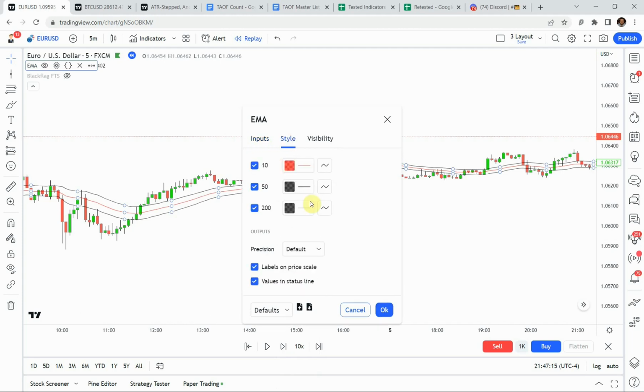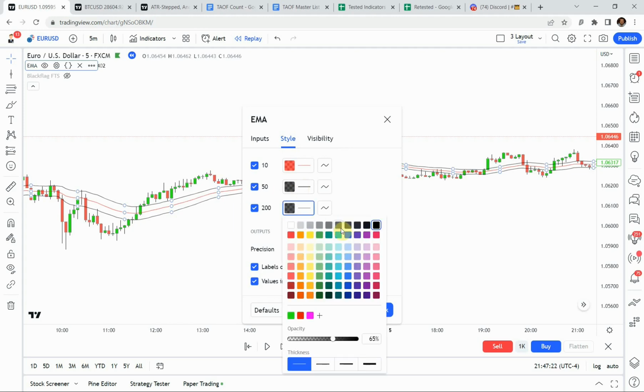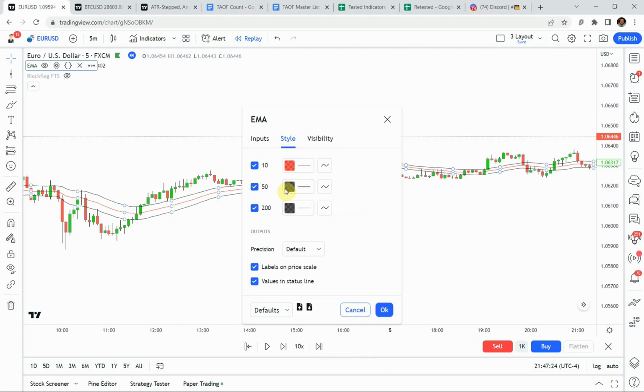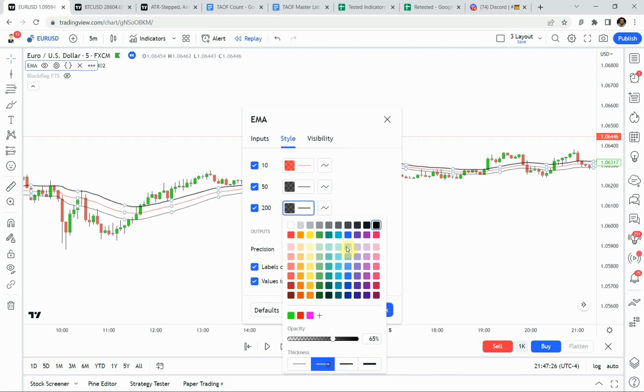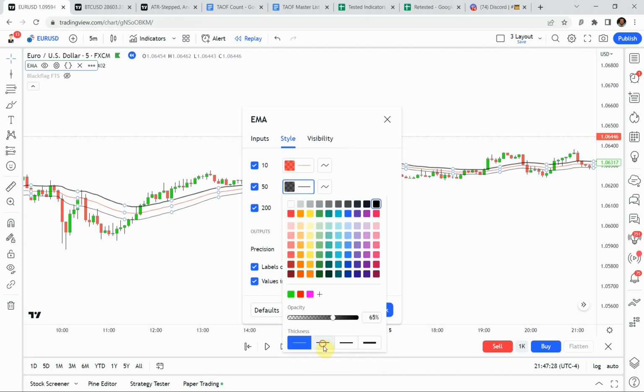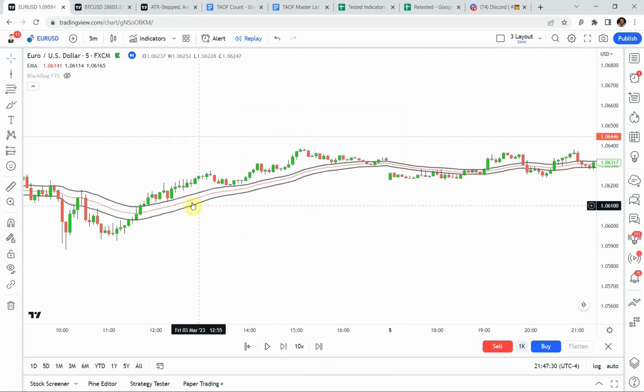And I went in and changed the two lower EMAs to a black color instead of them being white like they originally were. And that gives you a channel set up like this right here.